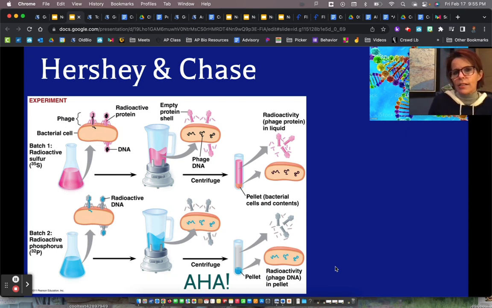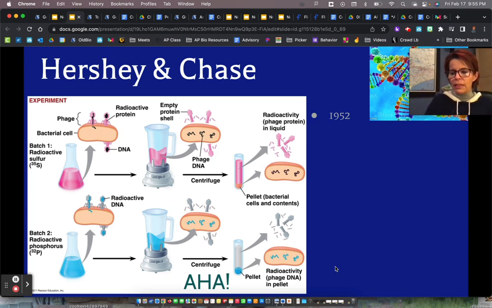This is the Hershey Chase experiment. Again, these guys are so brilliant. Remember that they cannot see DNA at the molecular level. Nobody's got a microscope. Even today, we can't really see DNA at a molecular level. So what we're always doing is looking at phenotypes and then drawing conclusions and making creative experiments to see if we can solve what's happening at a molecular level. So their experiment is brilliant.